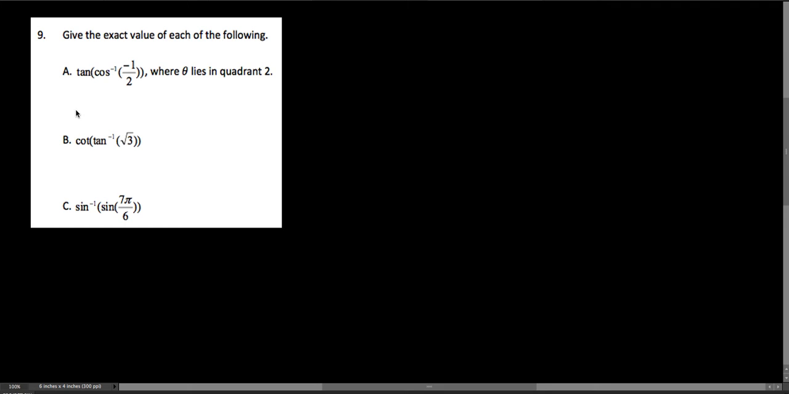Okay guys, in this video we're going to take a look at the use of inverse trig functions in these compound expressions. So, giving the exact value of each of the following: the tangent of the cosine inverse of negative a half, and what that means.